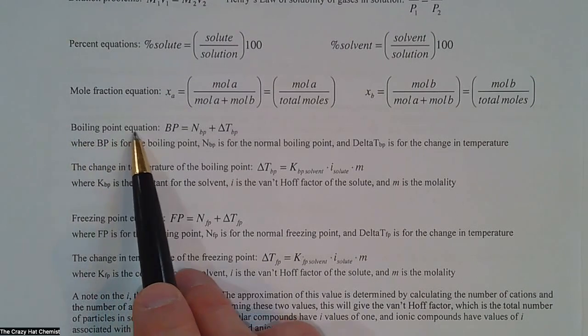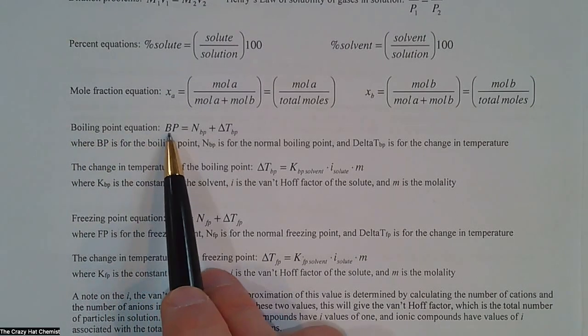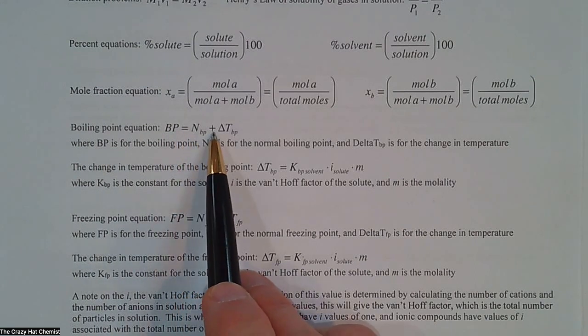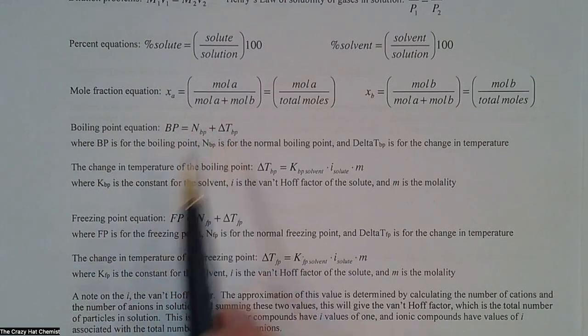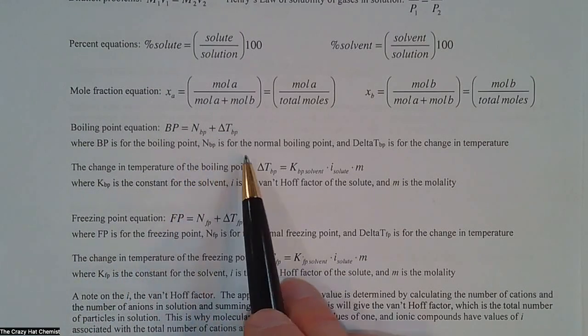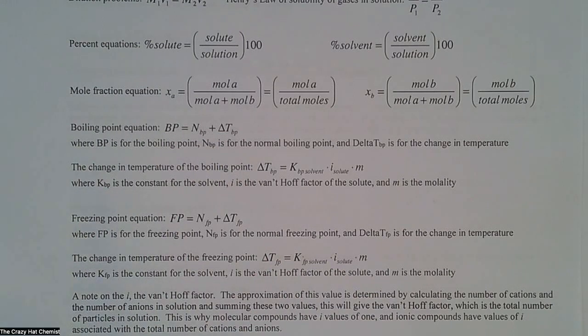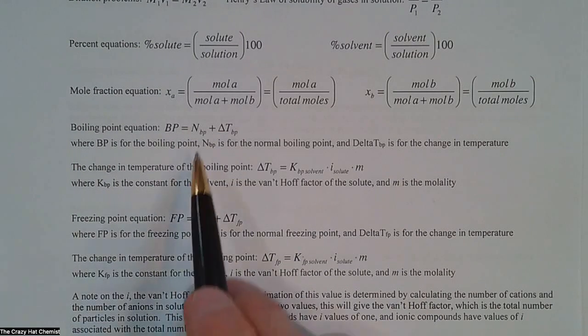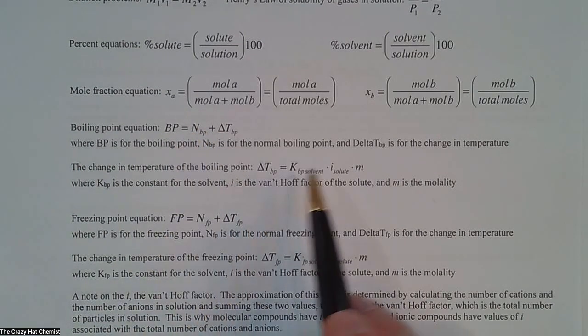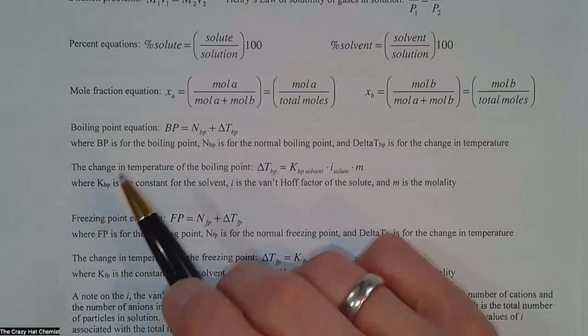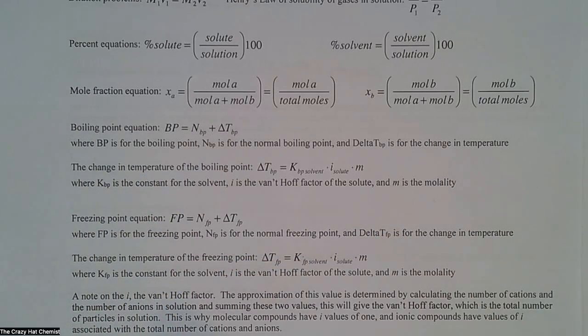So the next one is going to be the boiling point equation. The boiling point is equal to the normal boiling point plus the change in temperature of the boiling point. The normal boiling point is whatever that normal boiling point is for the solvent. And the delta T_BP, the change in temperature of the boiling point, is generally viewed as the final temperature minus the initial temperature, okay?